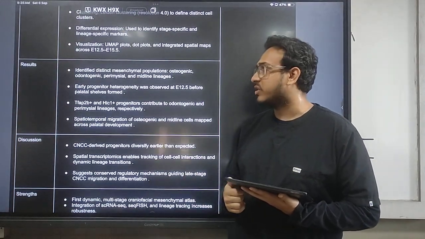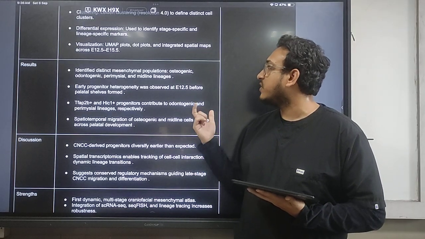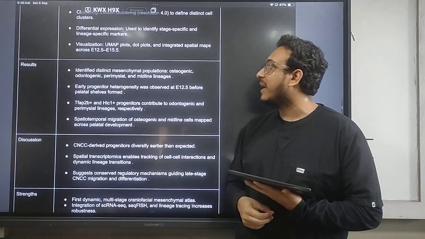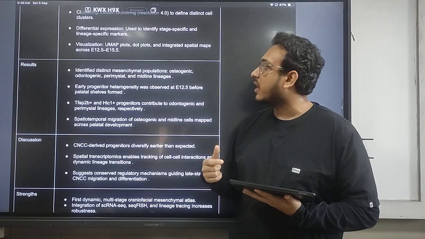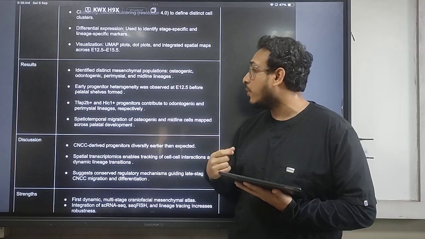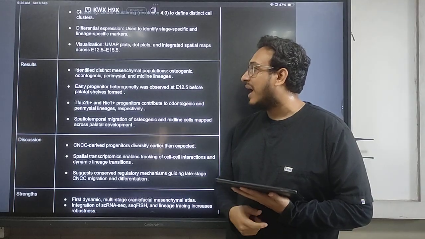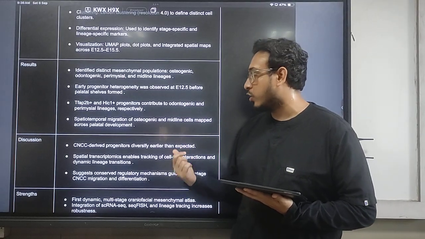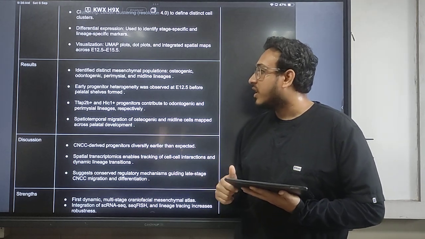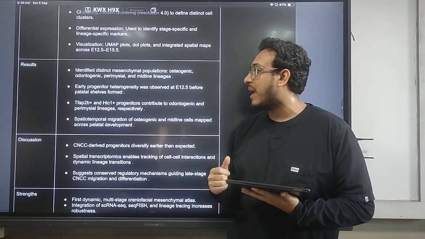The results were as follows. They identified distinct mesenchymal populations which were either osteogenic, odontogenic, perimysial or midline lineages. The early progenitor heterogeneity was observed at embryonic day 12.5, before the palatal shelves were formed, and the TFAP2B and HIC1 progenitors contributed to the odontogenic and perimysial lineages respectively. The spatiotemporal migration of osteogenic and midline cells was mapped across the palatal development.